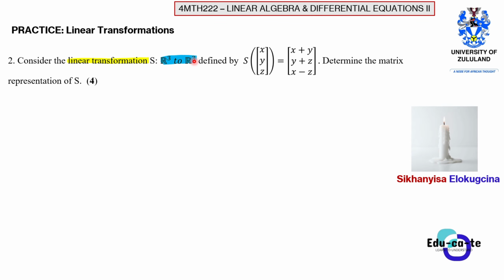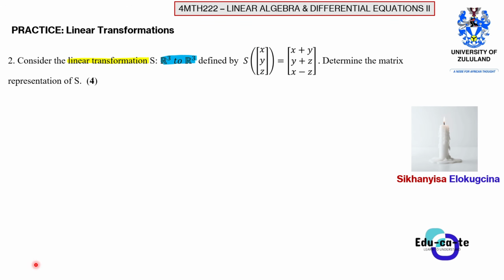We want to determine which matrix we multiplied with this vector x, y, z so that we ended up with something like this. That's the whole purpose of transforming. Whenever we are transforming a vector, it simply means that we are multiplying it with a matrix. We multiply a column vector with a matrix A so that we get this as the outcome.